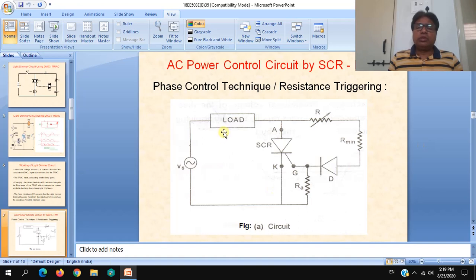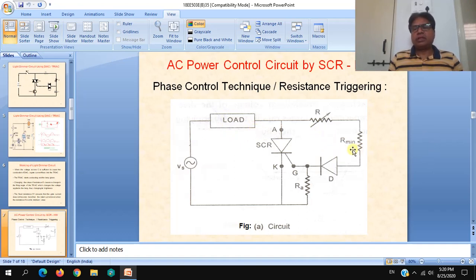So the load is getting only one half cycle instead of the full cycle, or half wave rectification is done. So the average voltage applied across it will be less, and again by changing the firing angle, this power can be decreased further. That is how the power delivered to the load is controlled according to the requirement, and the load will be performing accordingly.